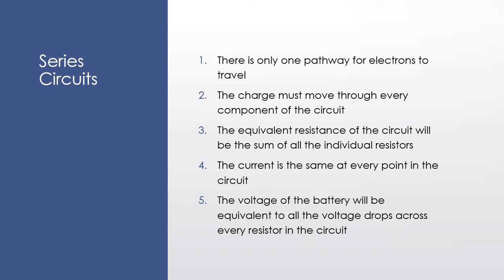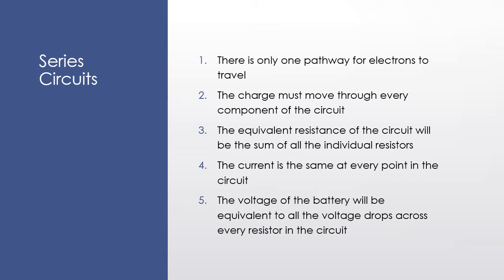The equivalent resistance of the circuit, meaning if we replaced every resistor with a single resistor, would be the sum of all the individual resistors. And we'll get to that in a little bit, why we need to do that. And the second rule is the current is the same at every point in the circuit. There's no other pathways to go, so the current is going to be the same. Nothing can flow faster or slower because it's all in a loop.